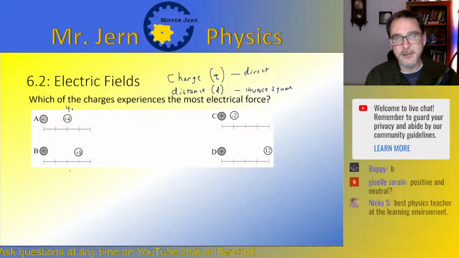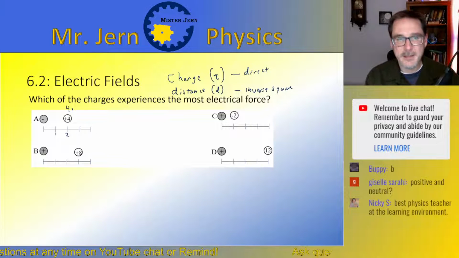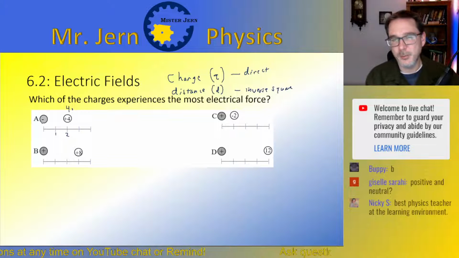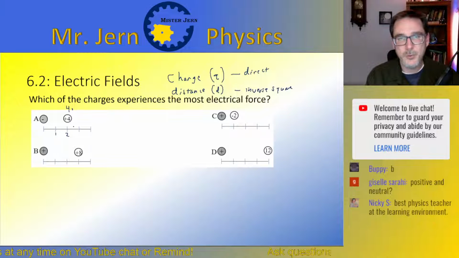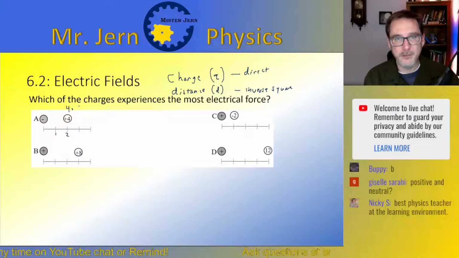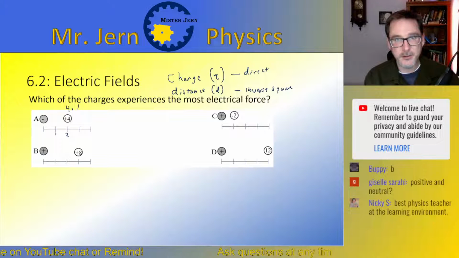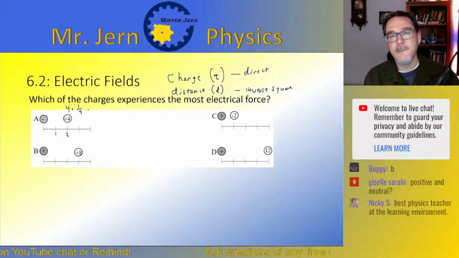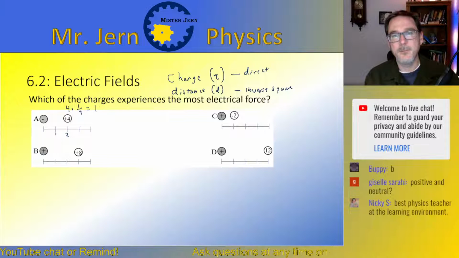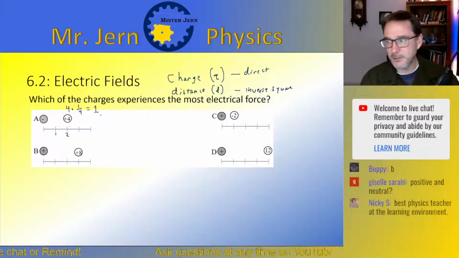Now we gotta look at the distance. This is 2 units away from the other charge. And yeah, this is negative, but it doesn't matter if it's pushing or pulling. That's not what it's asking. So it's 2 units away. Because it's the distance, we have to do the inverse square. So 2 becomes a half, and then a half squared becomes a fourth. When you multiply those together, you get a total of 1, because 4 times a fourth is 1. So relative strength of 1.